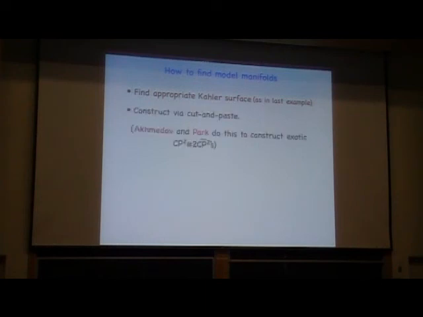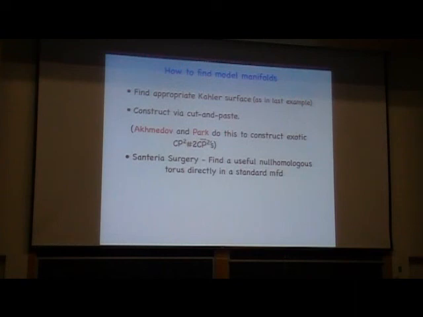A second way is cut and paste, and in fact, Akhmedov and Park showed how to do this to construct exotic manifolds homeomorphic to CP2 blown up twice. The third way is a way I like to call Santeria surgery, because it reminds me of a rite that used to be performed often in New Orleans, where you pull out the heart of a manifold, twist it, and put it back. So you may have seen these.